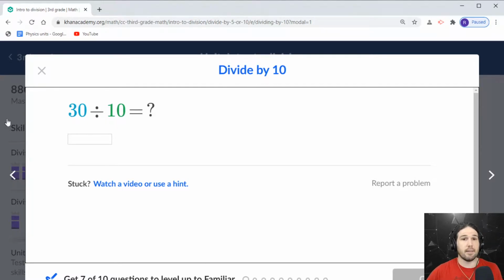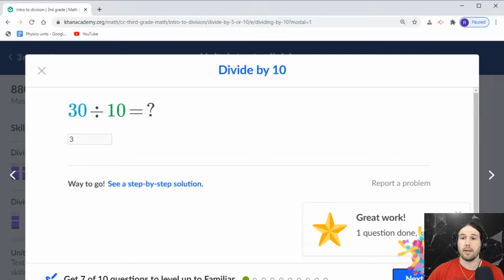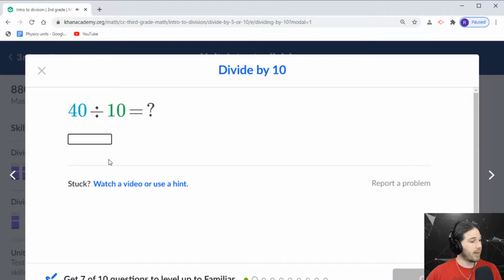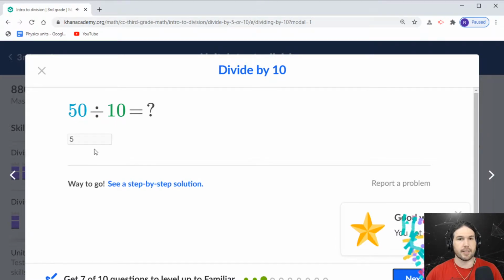30 divided by 10 is 3. Later on, when we start talking about decimals, this will get a teensy bit more complicated. But for right now, you're never going to have to divide a number by 10 that doesn't have a 0 at the end of it, not in 3rd grade. So 40 divided by 10, just take away the 0. 50 divided by 10, just take away the 0.